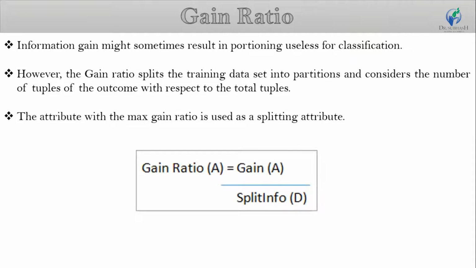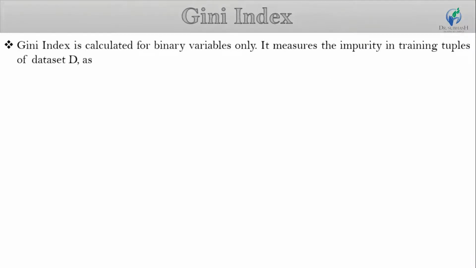Now, I will explain the Gini index. Gini index is calculated from binary variables only. It measures the impurity in training tuples of dataset D as Gini is equal to 1 minus summation over I of P of I squared. Here, P is the probability that a tuple belongs to class D.